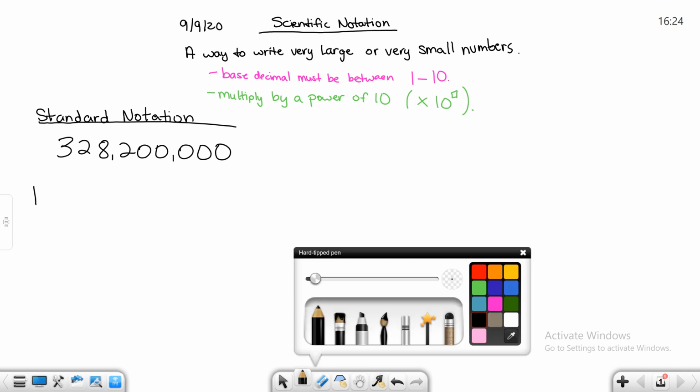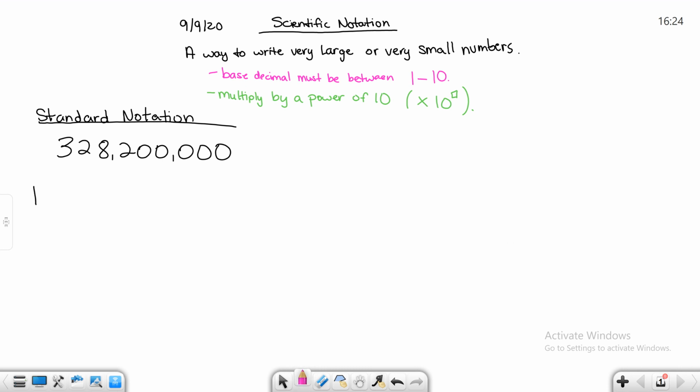So the first step, and I'm going to go ahead and put that in purple because that's my very first criteria. Actually, let me circle that. Is to create this number where I have a number between 1 and 10. For example, if I were to put my decimal right here, that would convert my standard number into 32,820,000. That's still not a number between 1 and 10.